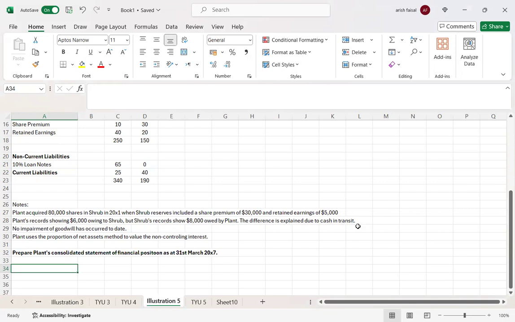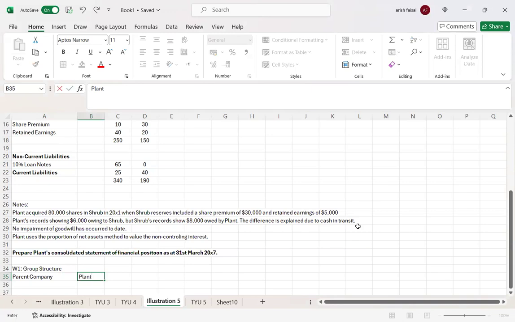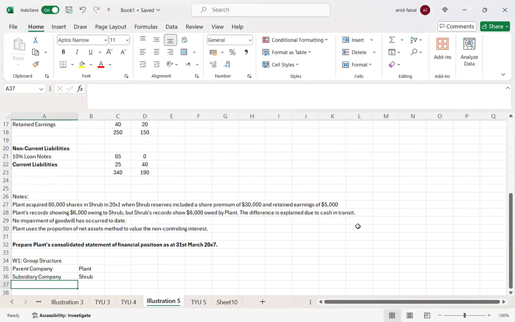Okay. So before we start the question, as you all know, what we have to do is prepare the group structure, and in that the parent company is basically the Plant, and the subsidiary company is your Shrub. Right now we need to find out the date of acquisition first.